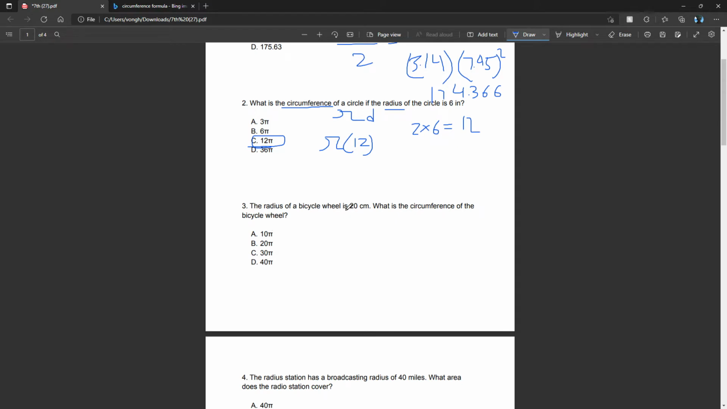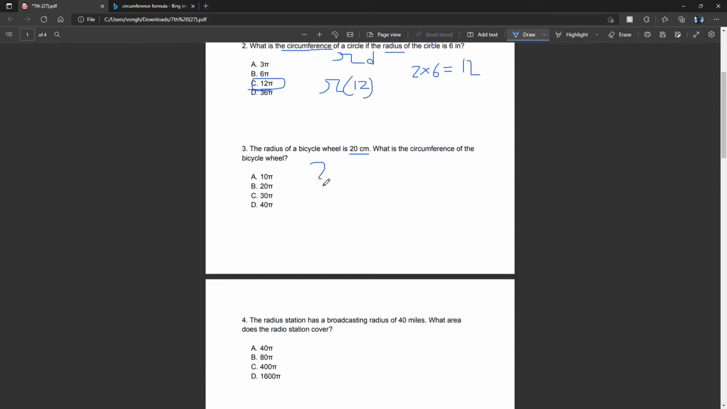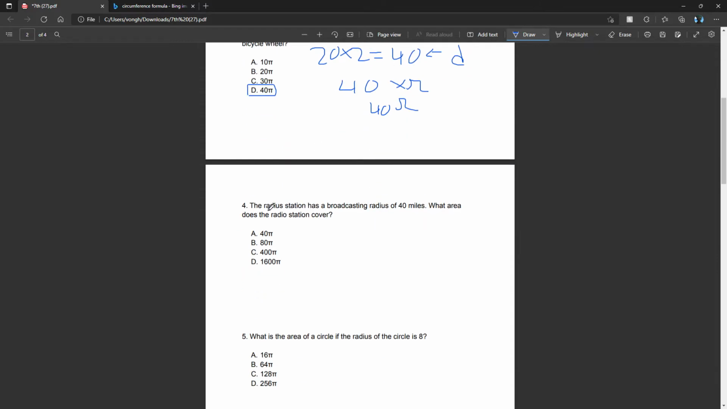The radius of a bicycle wheel is 20 centimeters. What is the circumference of the bicycle wheel? So the radius is 20, and we're trying to find the circumference. So it's the same thing. We would take this 20, multiply it by 2, which would get us 40, and this would be our diameter. And we would do 40 times pi, which gets us 40 pi. The answer is D.